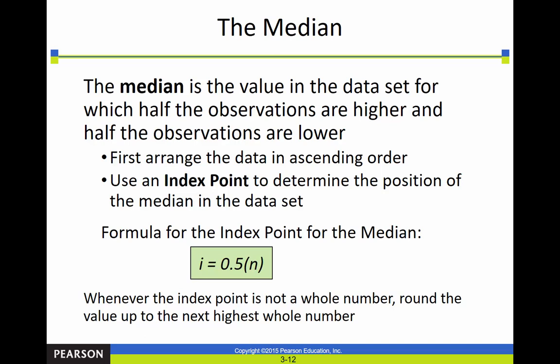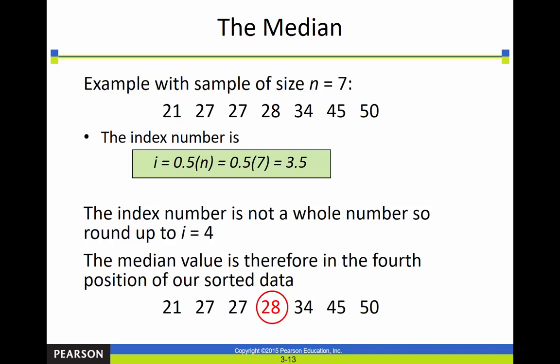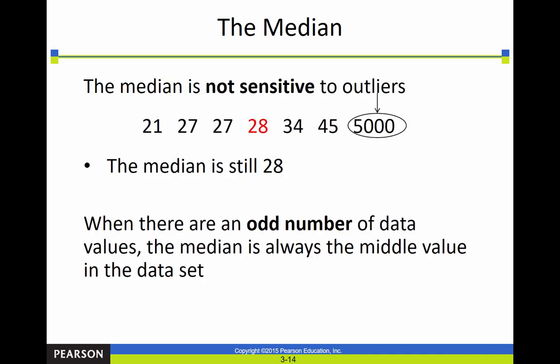So here's the n of 7. They're arranged in order from lowest to highest. The index number is found by taking 0.5 times n, so 0.5 times 7 is 3.5. And then the index number, if it's not a whole number, we just round up to the next value of I. So in this case, we'll find our median is at the 4th point in the data set, which is the number 28. What's cool about median is it doesn't care that much if we have huge outliers, like a giant number at the top.